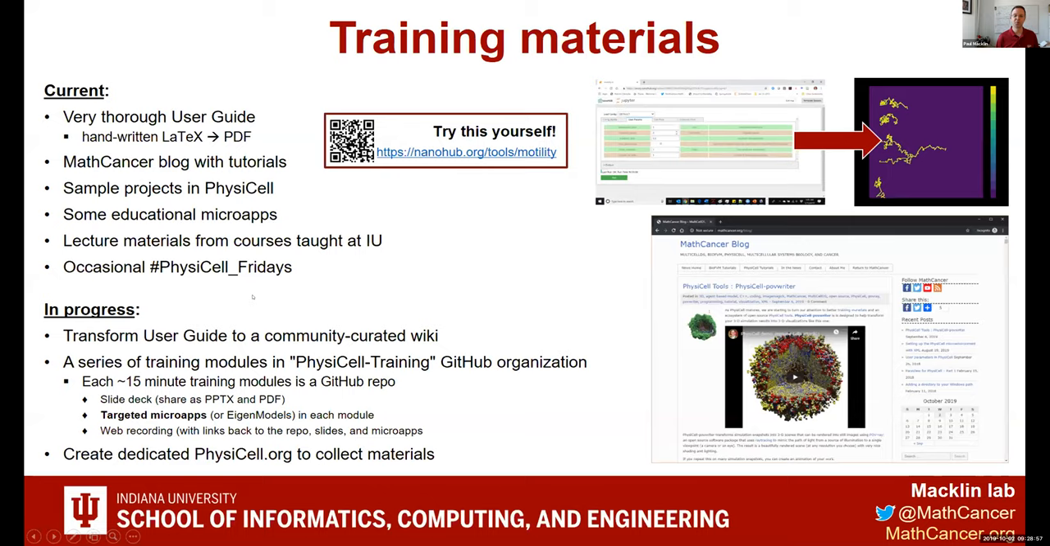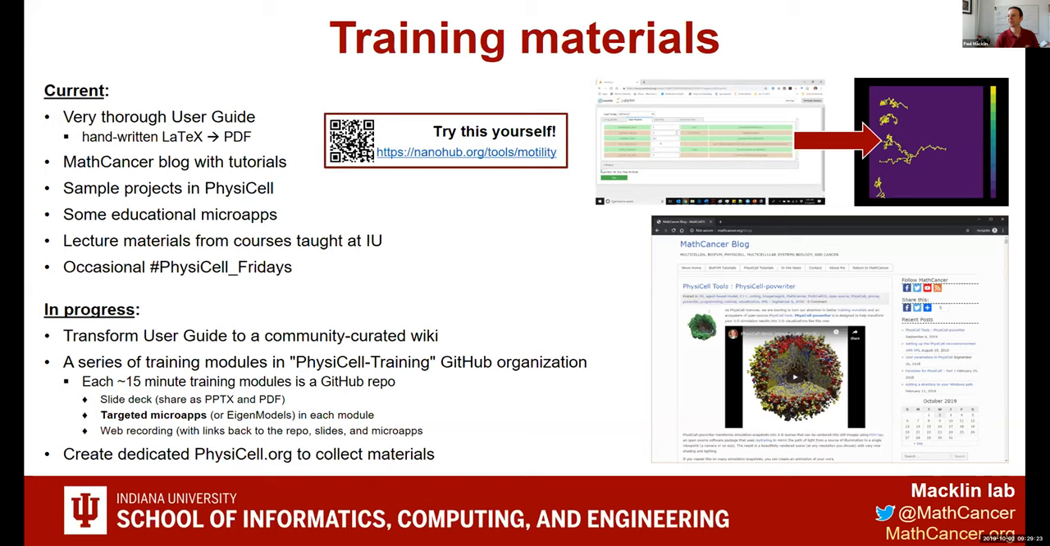In progress now, with the NCI grant, we're going to take that user guide and transform it into a true community-curated wiki so people can help with the documentation. We're working on training modules, each of which will have associated code, PowerPoint, a recorded talk, and a micro app based on NanoHub that's embedded right there in the talk to learn about this particular aspect of the code base. And then we'll put it all on physicell.org when we're done.